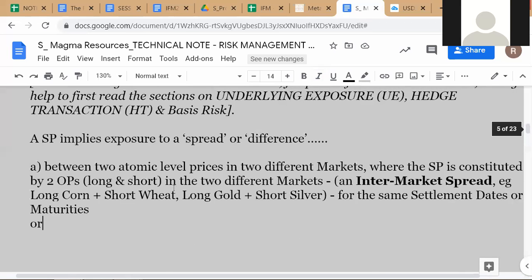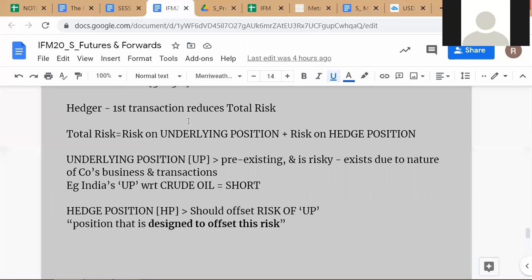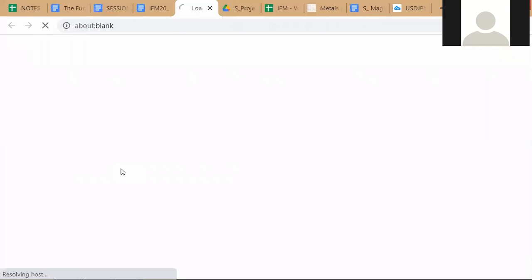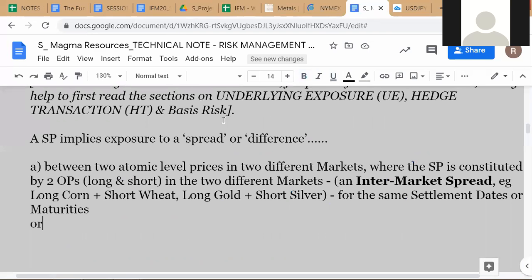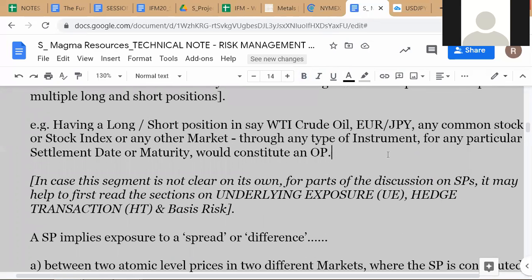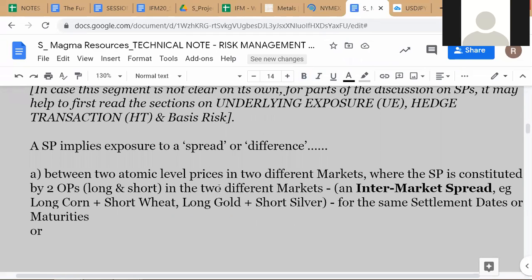In the case of intermarket spreads, to understand them, let me get this thing opened. We'll go to our favorite futures contract, crude oil. While it's opening, let's talk about spread positions. Now that you understand outright positions, let's talk about what spread positions are.